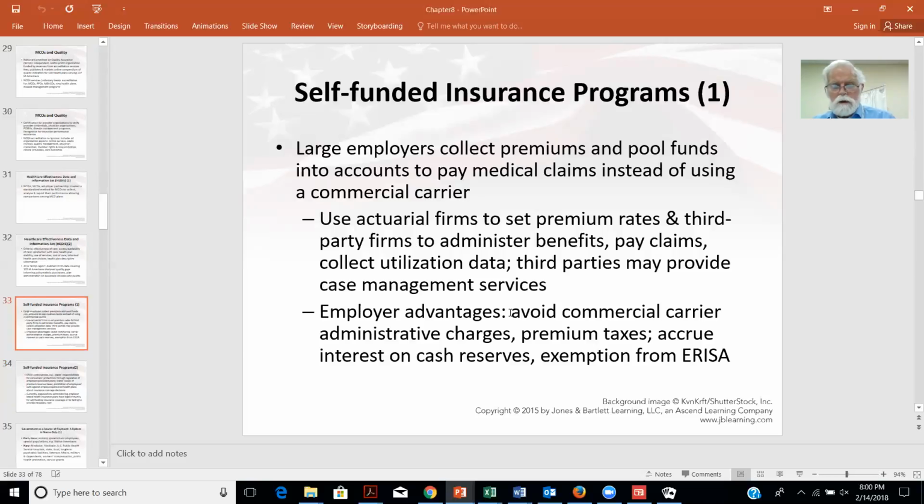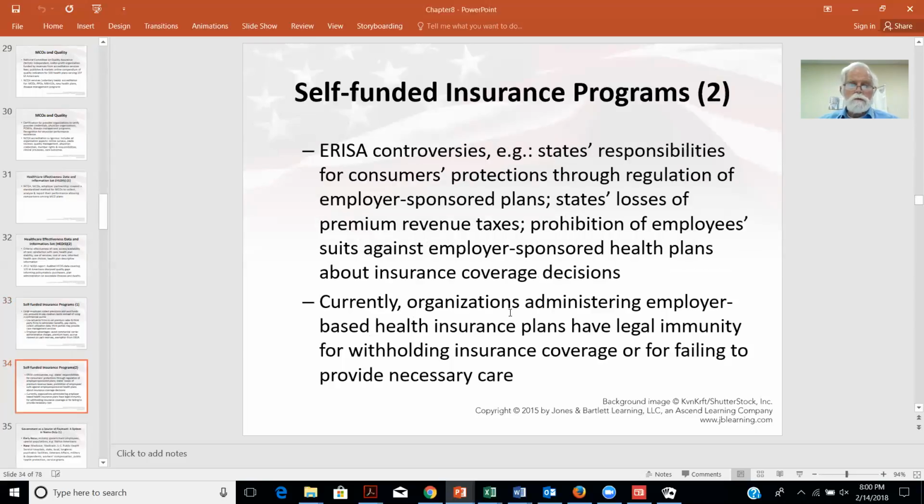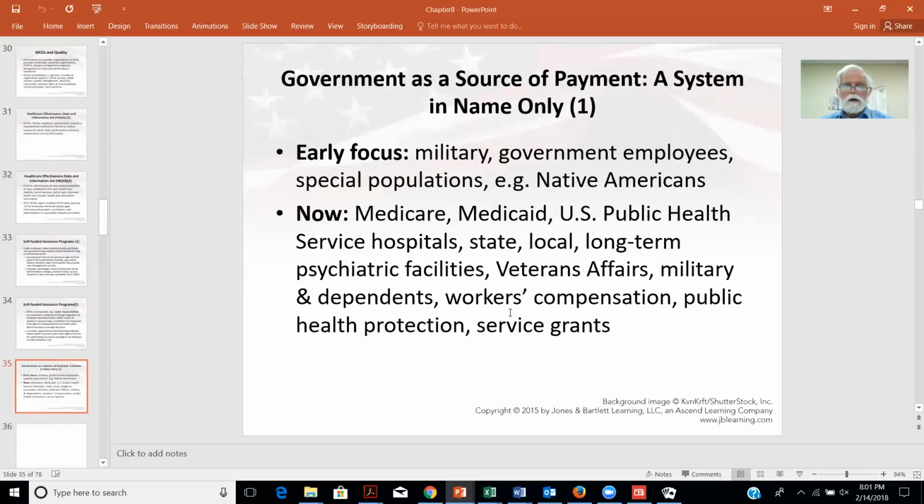For the employer, they don't have to apply the Employee Retirement Income and Security Act, meaning that you're only insured while you're working for them. So there are some controversies surrounding that. There's still some work going on, and these plans have some legal immunity, which is unfortunate for withholding insurance coverage or for failing to provide care. That wasn't the purpose of them in the first place.